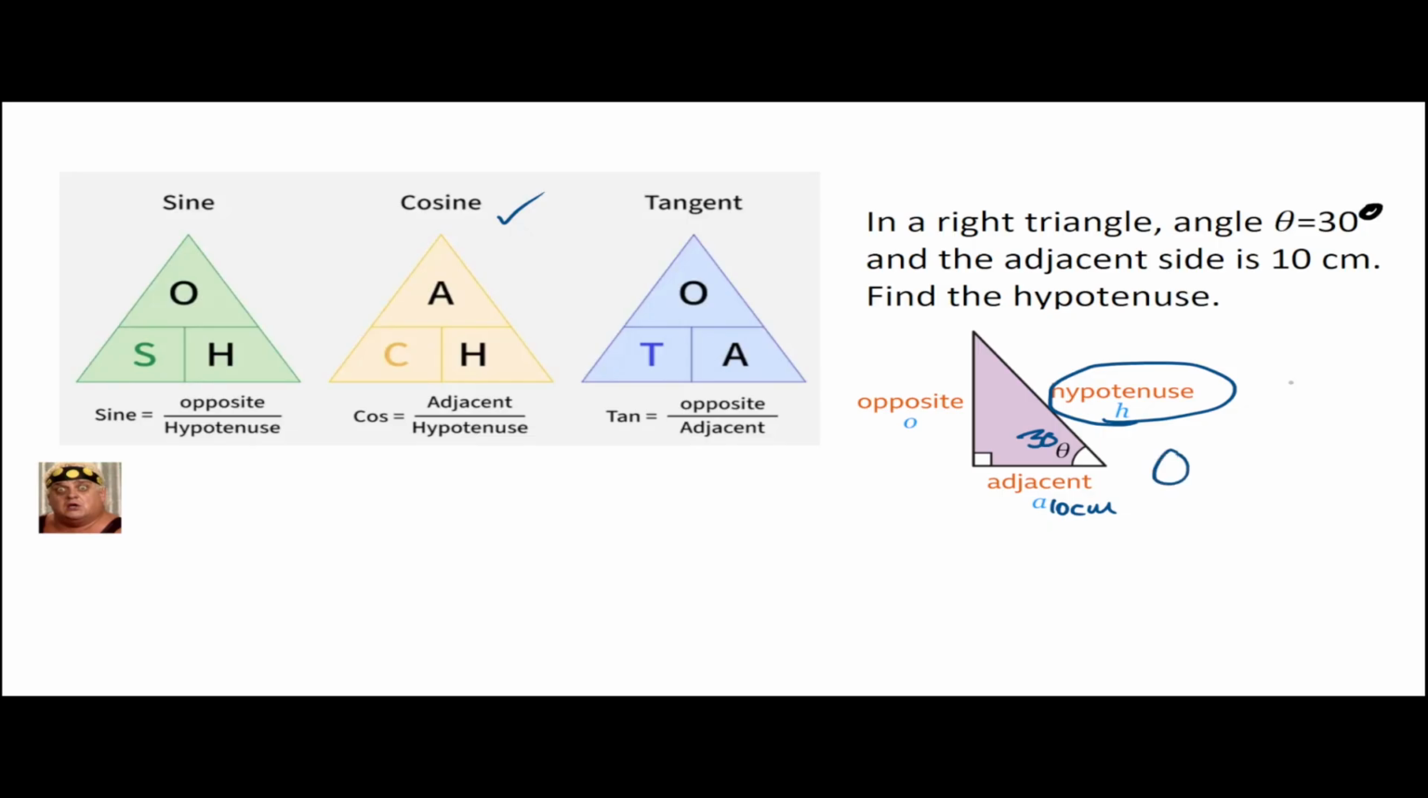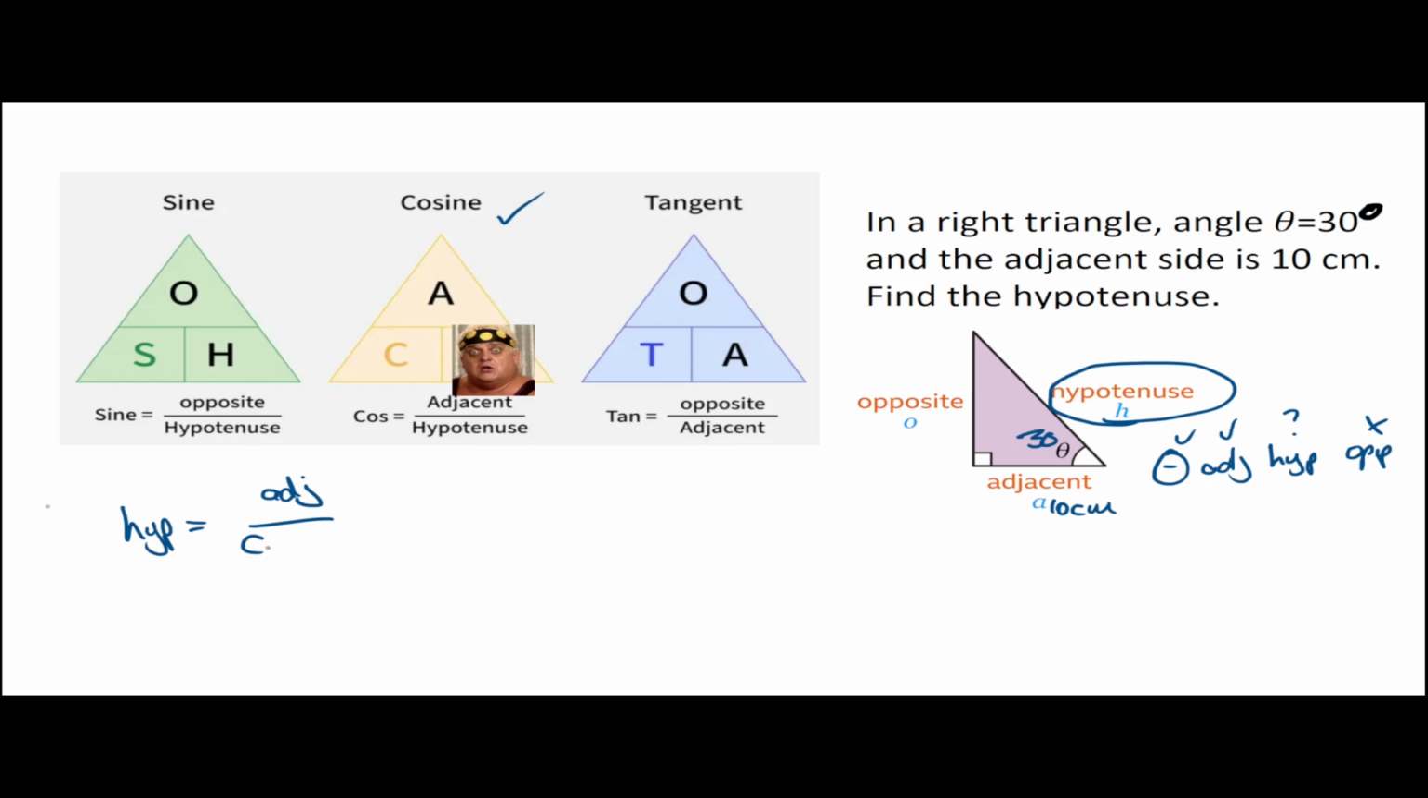So we've got theta, we've got the adjacent, we're looking for the hypotenuse, and we don't really care about the opposite. So which one are we going to use? We're going to use CAH. So we're finding the hypotenuse, we're using cosine, so we're going to put our adjacent over the hypotenuse. So the hypotenuse side is going to be the adjacent side divided by cosine of 30 degrees.